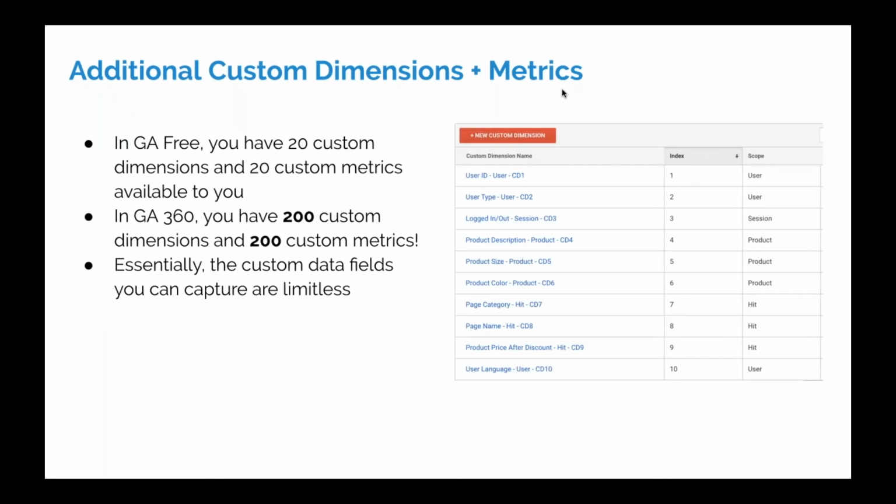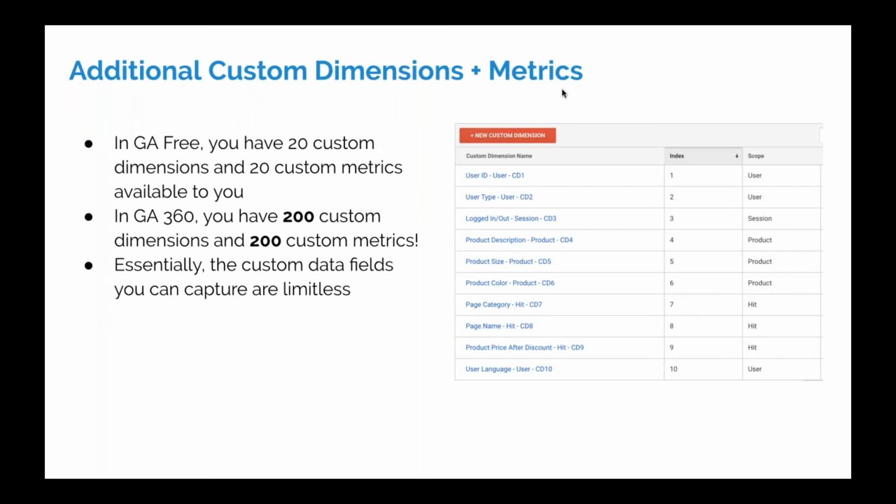So next, we'll talk about another key difference between GA and 360, and that is the number of dimensions and metrics. So with the free version, you do have 20 custom dimensions and 20 custom metrics. And being fully transparent, I haven't seen too many clients ever go over 20 custom metrics, but the 20 custom dimensions is where things can get very interesting.